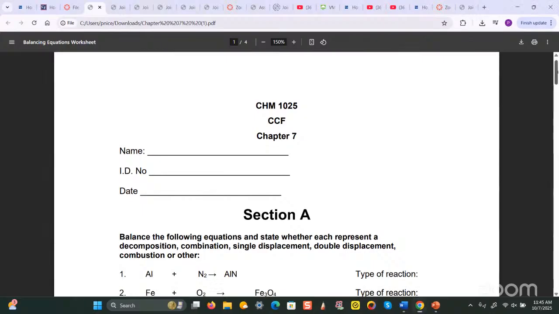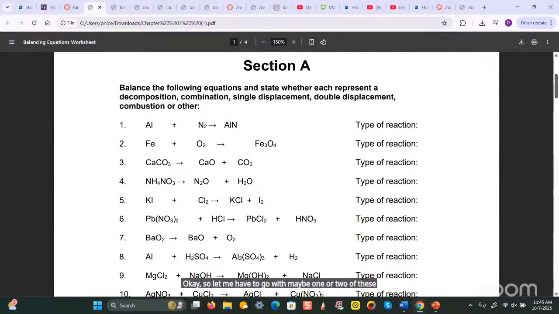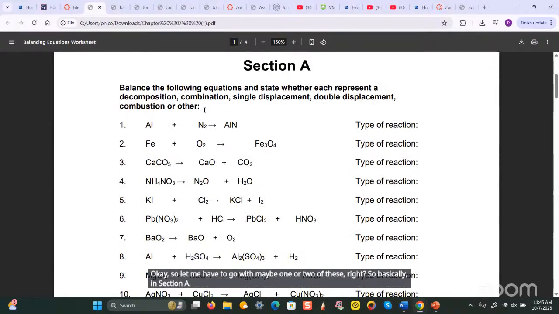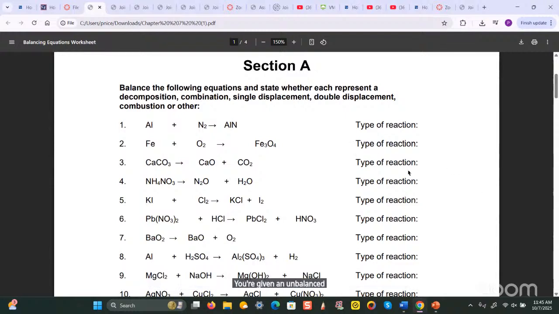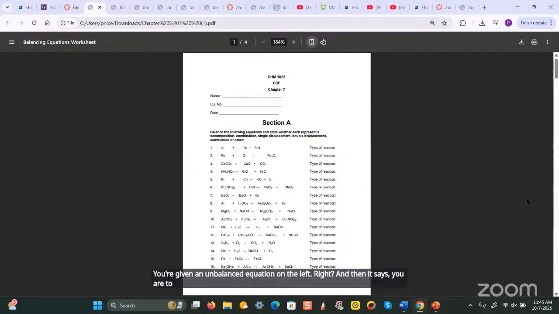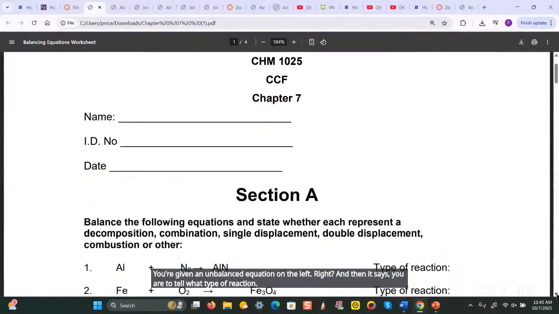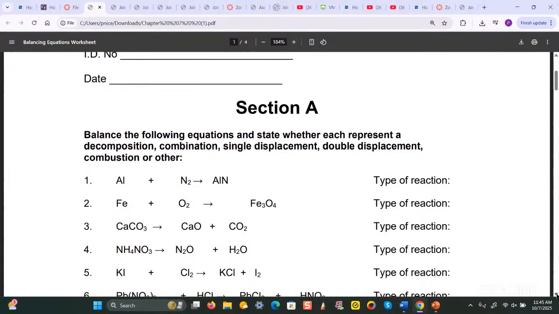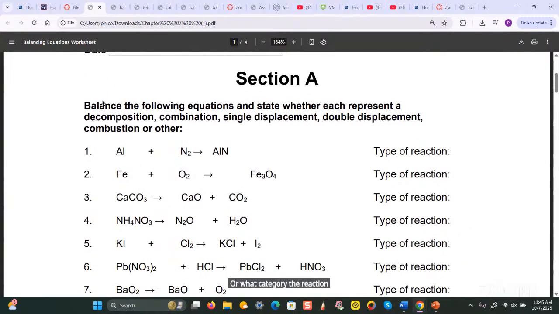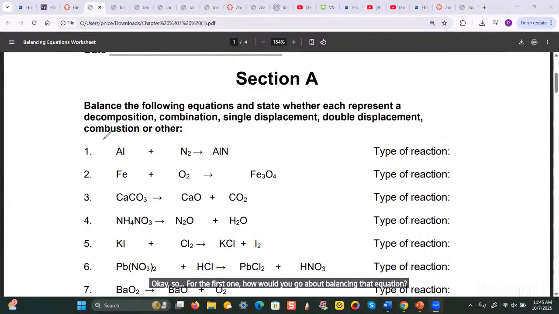Okay, so let me help you with maybe one or two of these, right? So basically in section A, you're given unbalanced equations on the left, right? And then it says you are to tell what type of reaction or what category the reaction falls under. Okay, so for the first one, how would you go about balancing that equation? Number one, in section A.